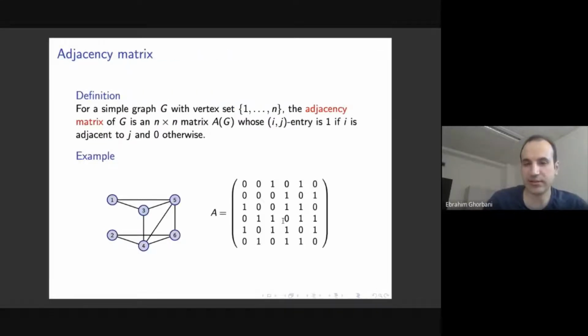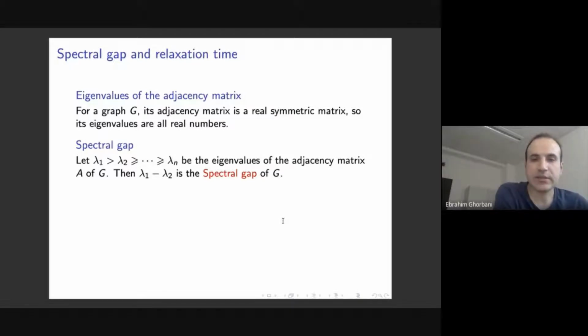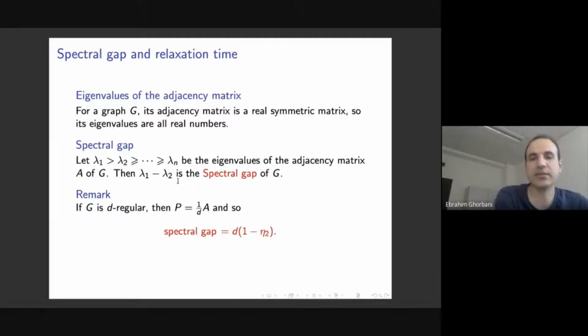The adjacency matrix is a symmetric and real matrix, so its eigenvalues are all real numbers. And it is known that if the graph is connected, then the largest eigenvalue has multiplicity 1, so the second largest is strictly less than lambda 1. And their difference, lambda 1 minus lambda 2, is the spectral gap of the graph. The connection with the mixing time is that the spectral gap is d times 1 minus eta 2. And as we saw, 1 over 1 minus eta 2 was the relaxation time of the random walk on a graph G.